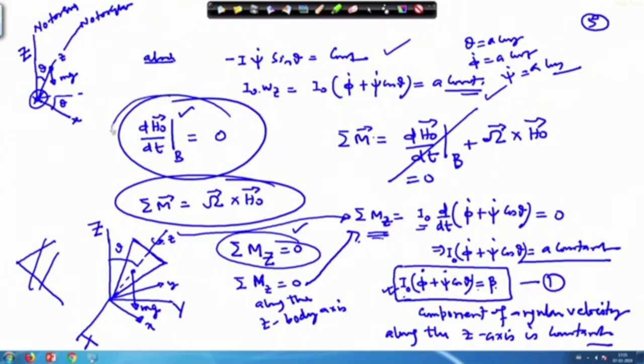So, what we looked at, this d h 0 by d t with respect to the body axis, that gets reduced to 0 in the case where theta is a constant, and phi dot and psi dot are constant. So, only this part was remaining. Okay. So, from there we derived this condition. But this condition is also applicable to the case of the top.